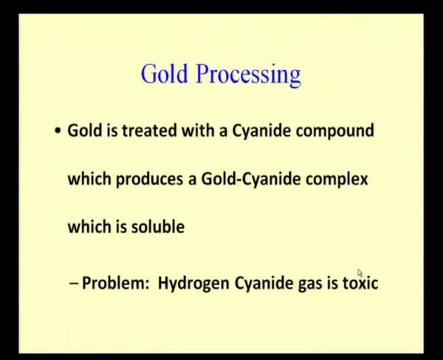And sometimes the gold is mixed with mercury, making gold amalgam, and mercury is a highly poisonous material. Therefore, in either the cyanide method or the amalgamation method, the extraction of gold causes some pollution or hazards.